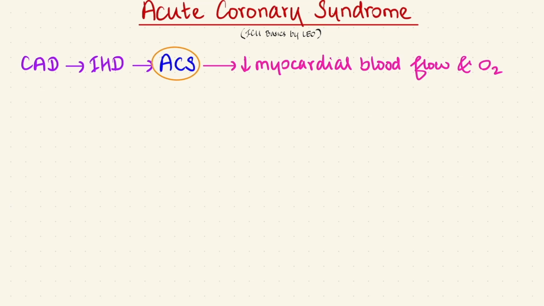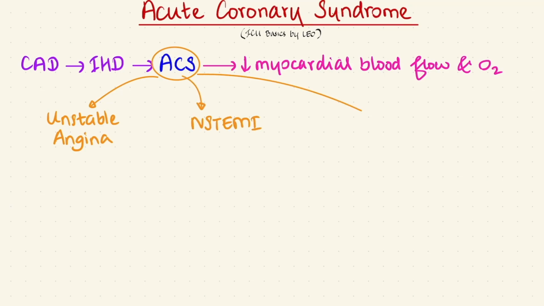ACS can be classified as unstable angina, non-ST elevation myocardial infarction, and ST elevation myocardial infarction. If the total occlusion of a coronary artery occurs, it could lead to STEMI. On the other hand, NSTEMI results from partial non-occlusive coronary artery.